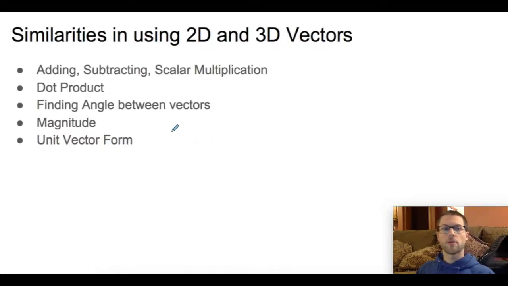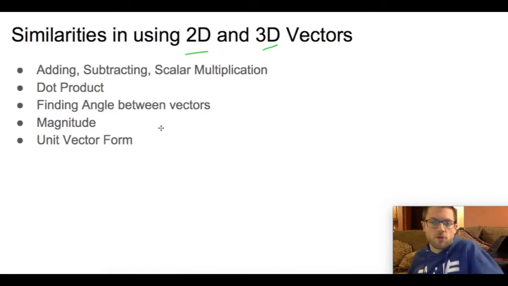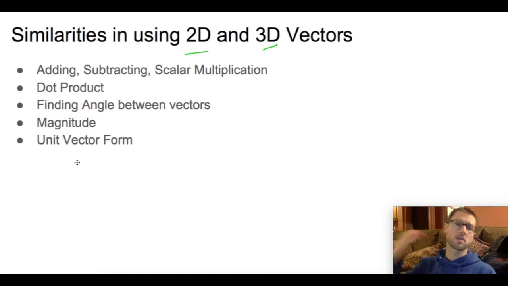All right, so let's talk a little bit about similarities with 2D and 3D vectors. What's great about 3D vectors is they're a lot like 2D vectors. We spend all kinds of time on all of these items, and really they carry over nicely to 3 dimensions. So jot these things down as being the same.